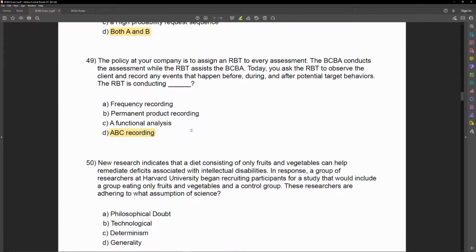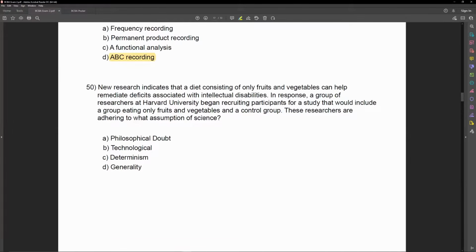Okay, there's a lot of questions on the exam. There's 185, right? So 100 of those might be very easy. Okay, don't overthink it. Answer them to the best of your ability. And then 50. New research indicates that a diet consisting of only fruits and vegetables can help remediate deficits associated with intellectual disabilities. In response, a group of researchers at Harvard University began recruiting participants for a study that would include a group eating only fruits and vegetables and a control group. These researchers are adhering to what assumption of science?